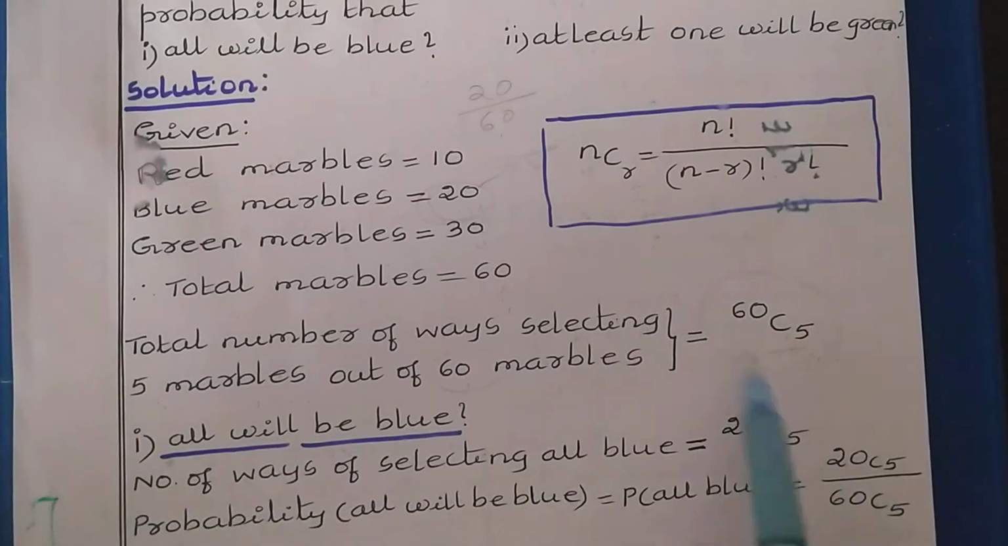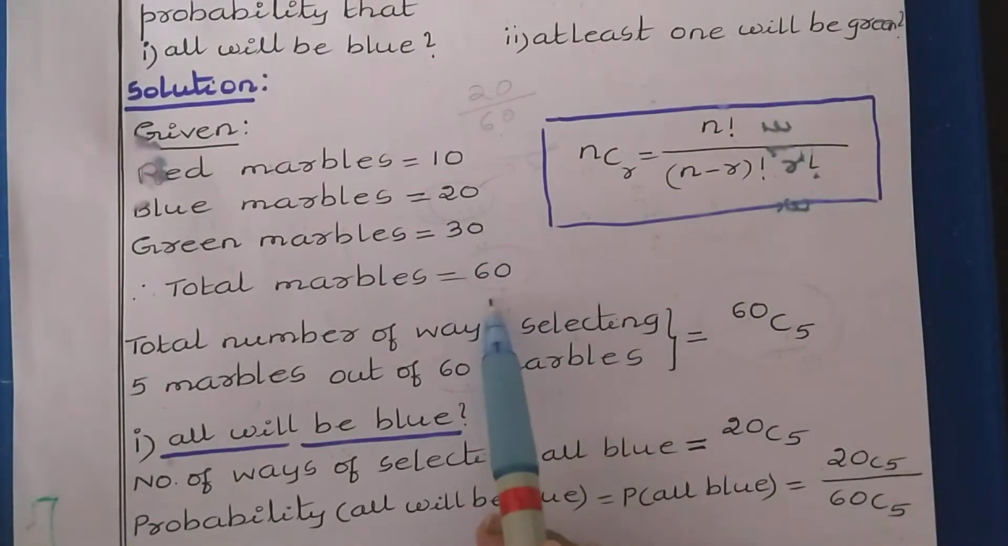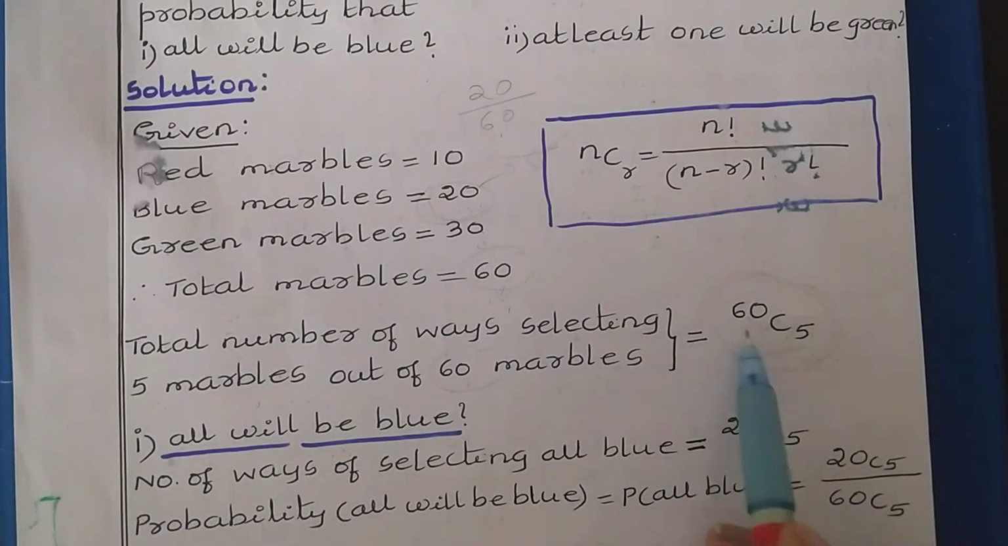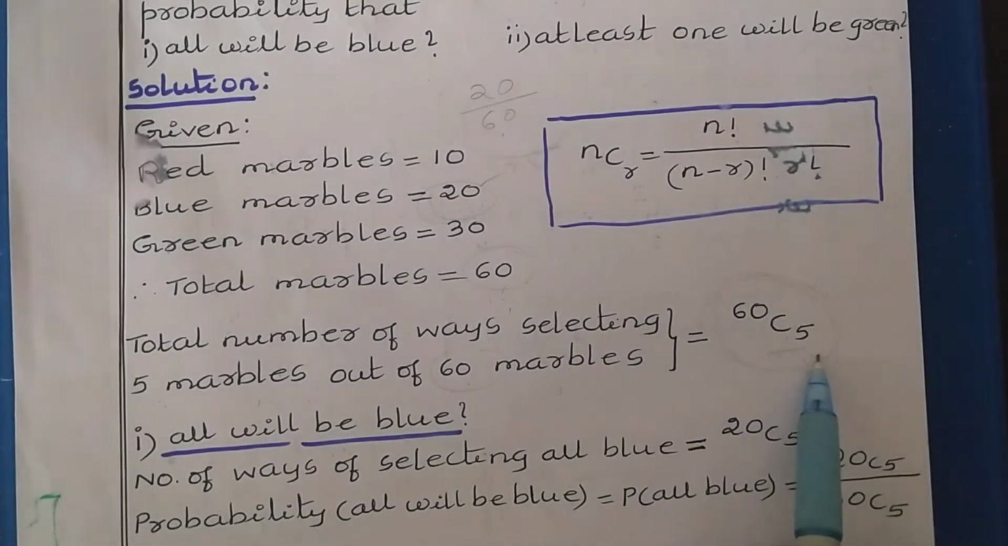See, in this case, you can't directly write the total possible outcome as 60 because here the experiment is selecting the 5 marbles from the box. That's why you have to use this combination method.